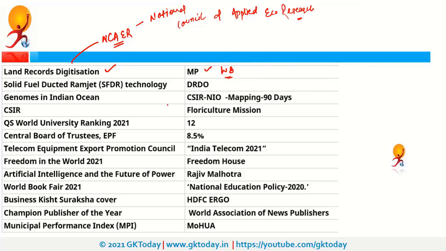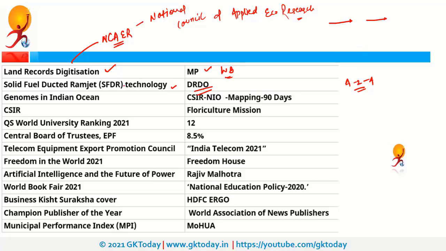Next is solid fuel ducted ramjet technology. So recently this technology was tested by DRDO. What is DRDO? It is Defense Research and Development Organization. So with the help of this technology, DRDO will be able to develop long range air to air missile. That means these missiles will be launched from air and they are going to hit the target in air itself.